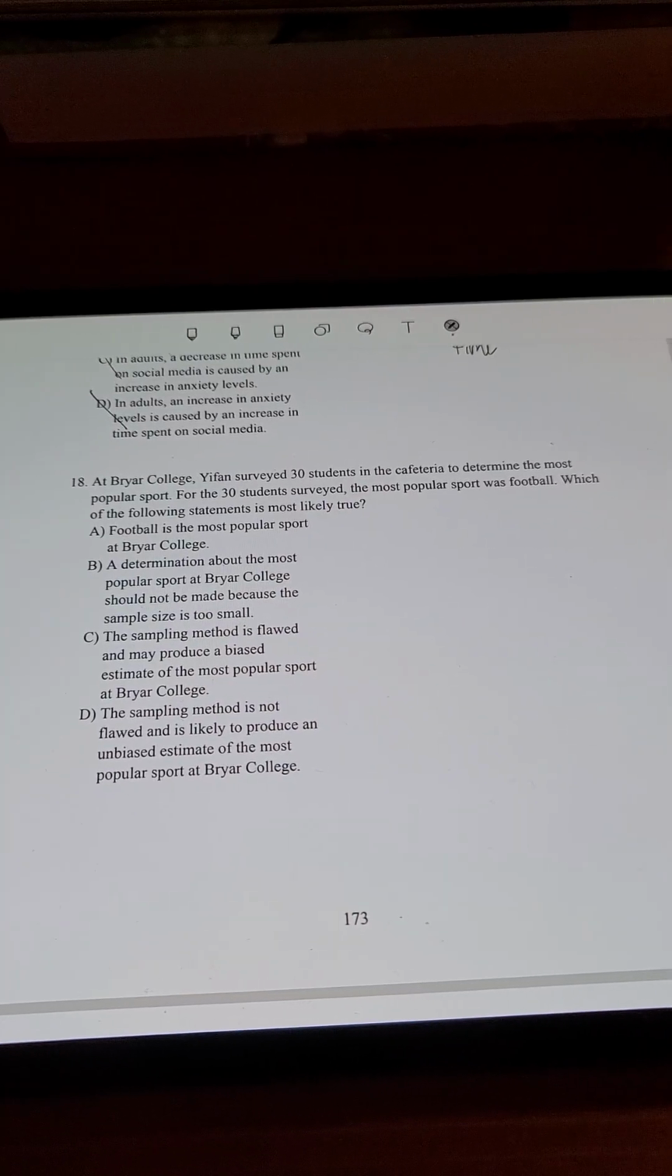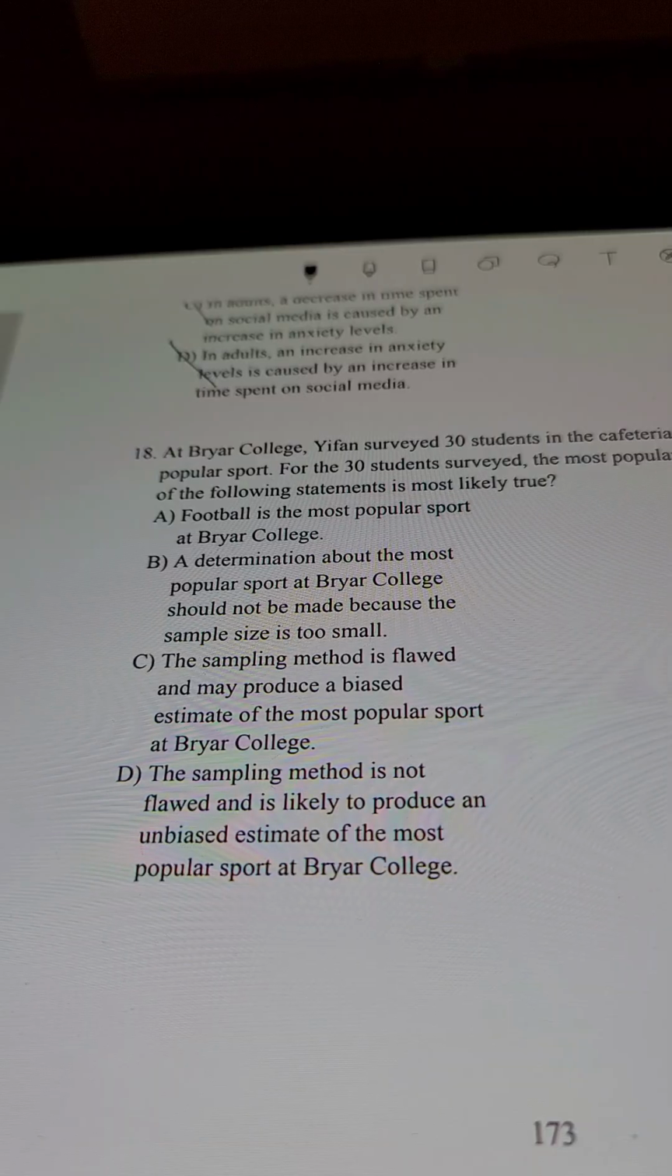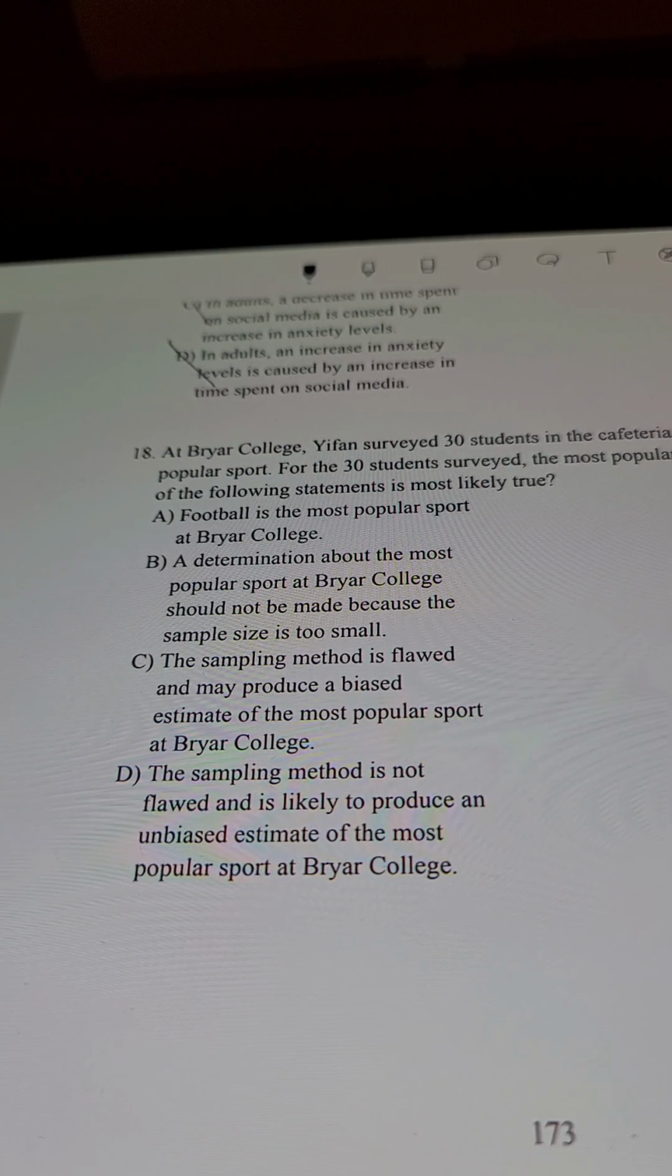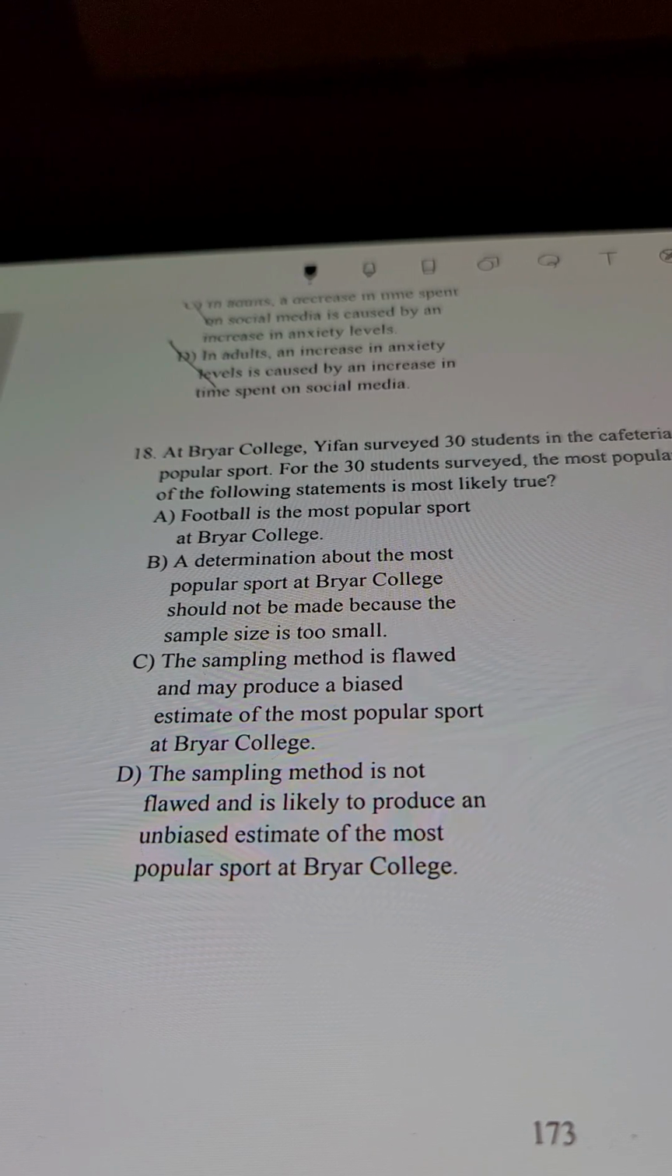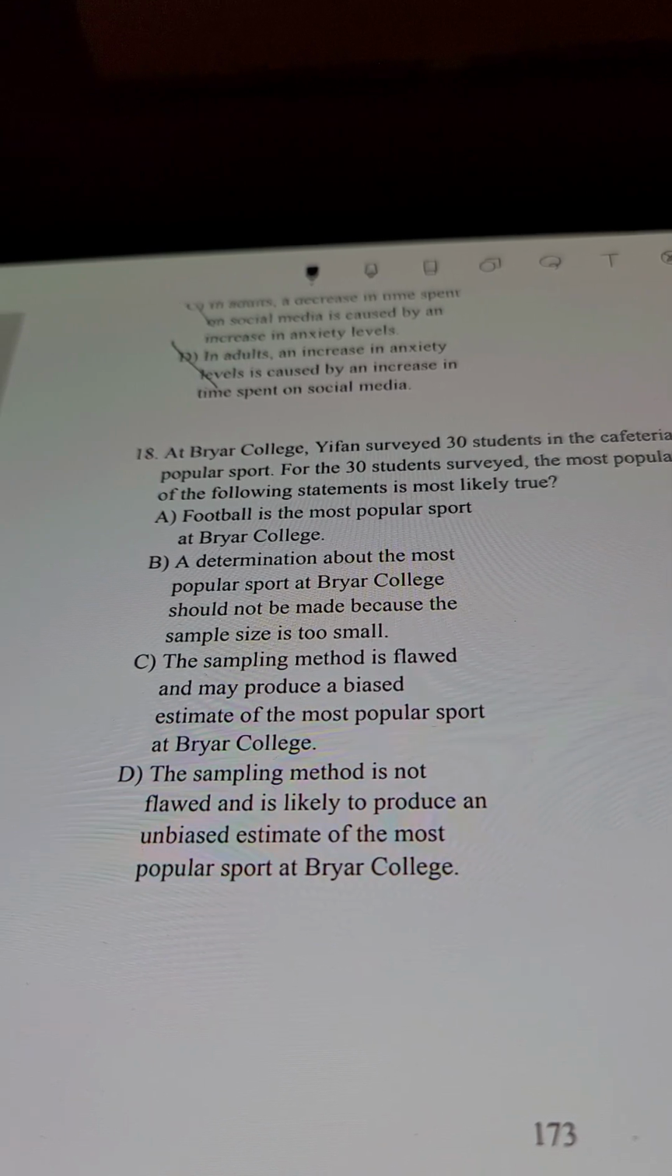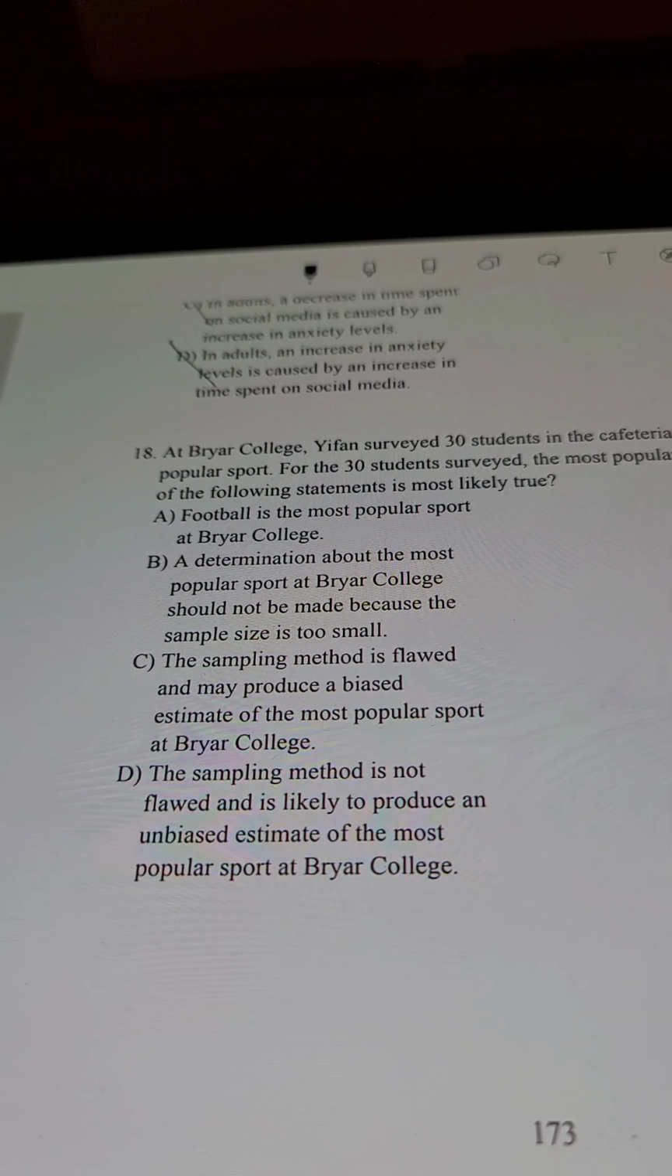Okay, pause for number 18 if you haven't already. Okay, so Yifan is at Briar College and she's surveying 30 students in the cafeteria about their favorite sport to find out the most popular sport. And she finds out of those 30 students she surveyed, based off of that the most popular sport was football. Which of these is most likely true?